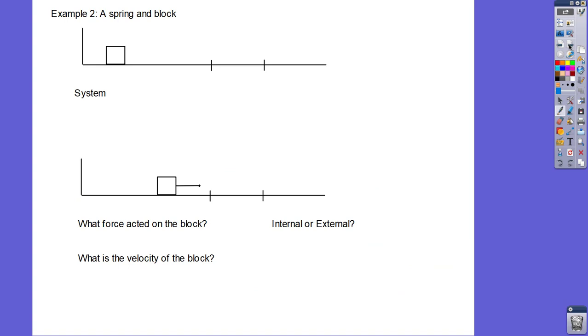There we go. Alright, so we've got a system here of a block compressed with a spring. We have block mass equals 0.1 kilograms. Okay, we're going to say that the spring constant K is equal to 50 newtons per meter, and we are also going to say that the delta X is equal to 0.1 meters.